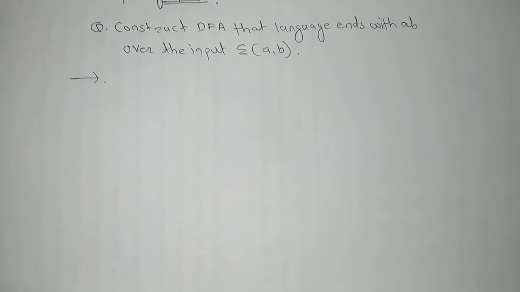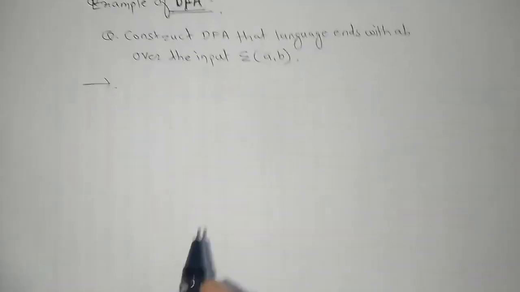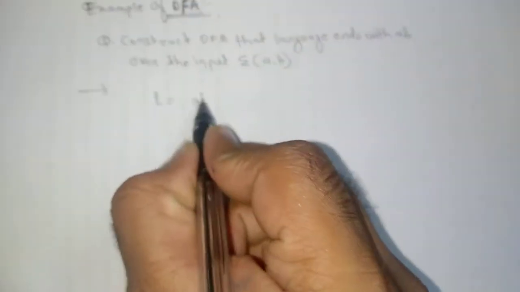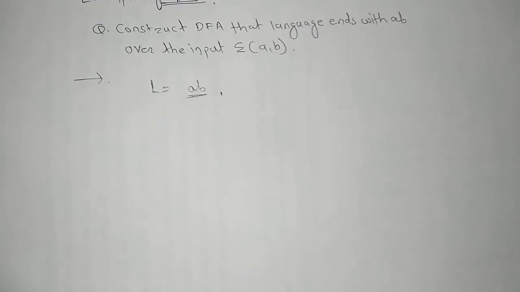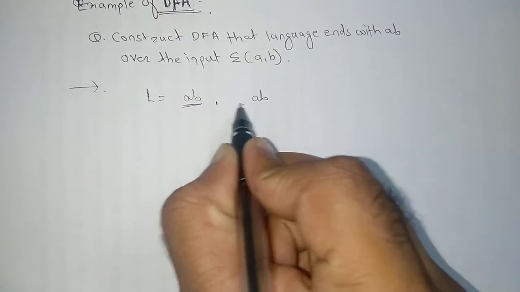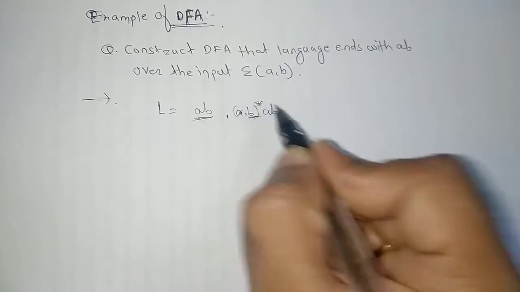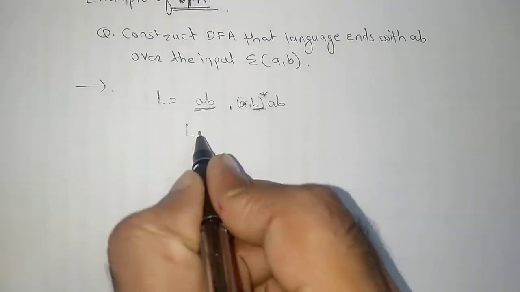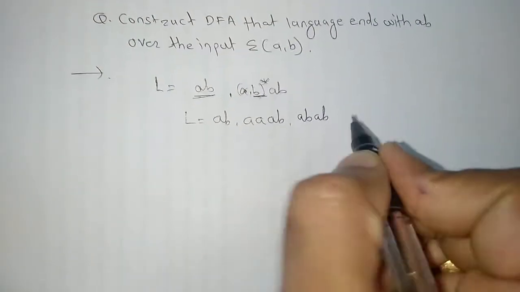Very first, you have to understand the basics of the language. For this kind of problem statement, first we have to understand the language. The language says that strings end with AB. That means whatever strings we have, they should end with AB. Before that we can have anything: it may be A, it may be B, or a combination of A and B. That means (A, B) star. The language can be anything, but it must end with AB.